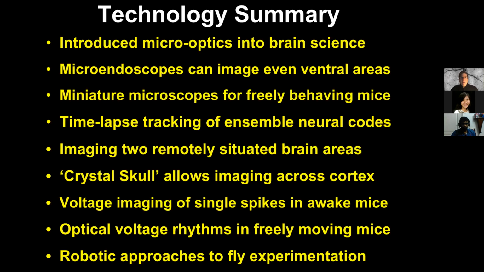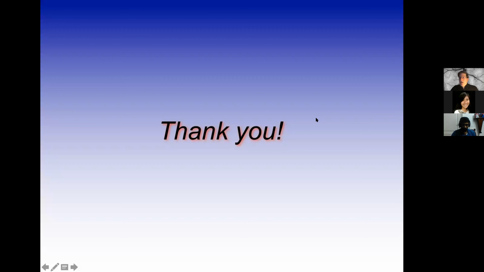at once. And our efforts to look directly with optical methods at neuronal transmembrane voltage, which is giving us new ways to look at single action potentials with sub-millisecond precision, as well as to track the voltage rhythms in freely behaving animals. And finally, we've been trying to combine these optical approaches with machine vision-based robotic manipulation of the animals for high throughput experiments. So with that, I will stop, and I'm happy to take any questions if there's time.